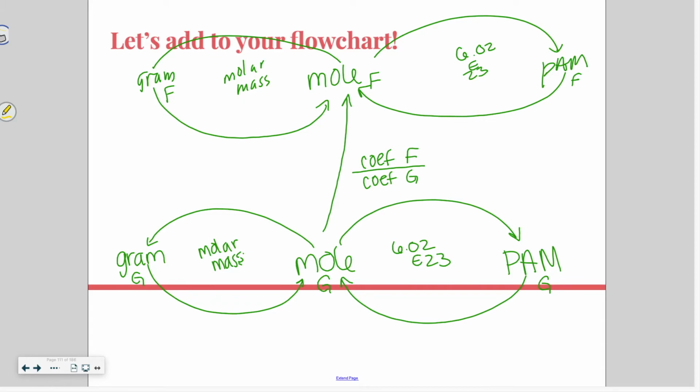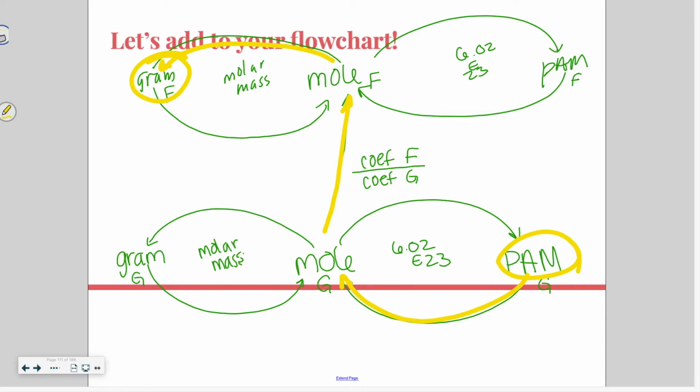You may be given particles and want to get to grams. So you just look at where you start, where you end, and how you get there along the way. That will help guide you through your conversions to make sure you don't miss a step. So whatever you do on the bottom, you have to get your moles. So let's say they give you grams, you have to get the moles. They give you particles, you have to get the moles. Correct.